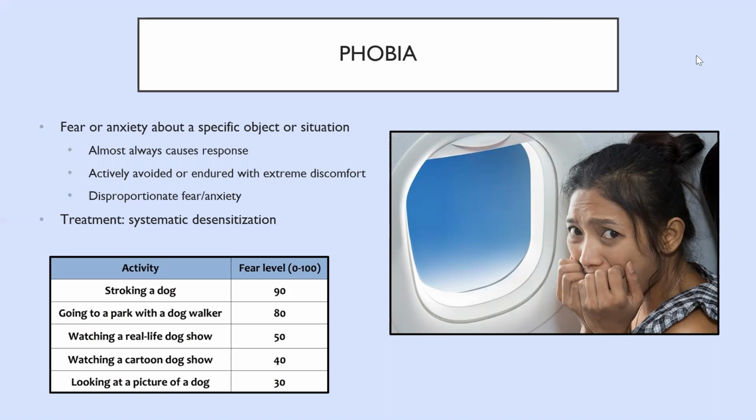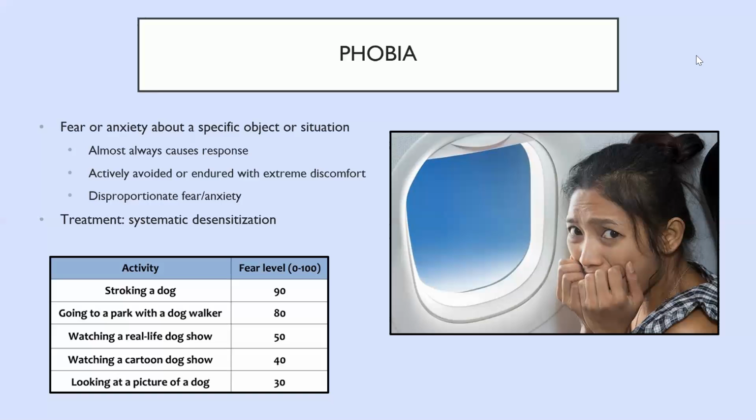Systematic desensitization is basically walking them through that fear in steps. If you had a phobia of dogs, you would start out with something less scary, like just looking at a picture of a dog, then working up to watching a cartoon dog show, then watching a real life dog show, then going to a park with a dog walker, and then petting a dog. So you can see systematic desensitization involves working up to the phobia in steps. Research has shown that exposure to fears, when done appropriately, is extremely effective in treating phobias and fears.